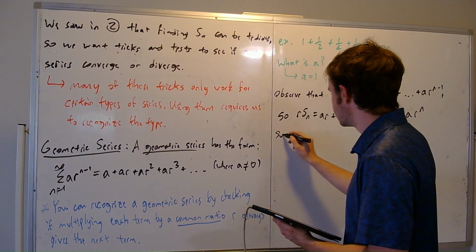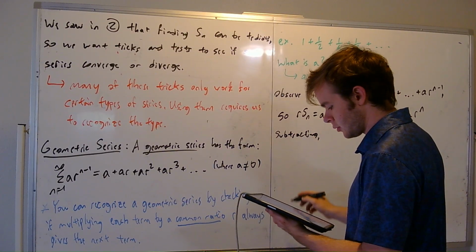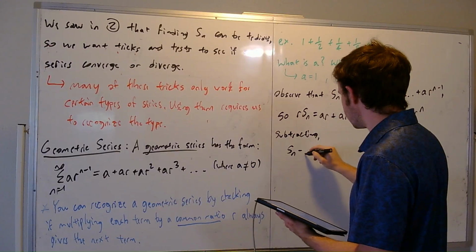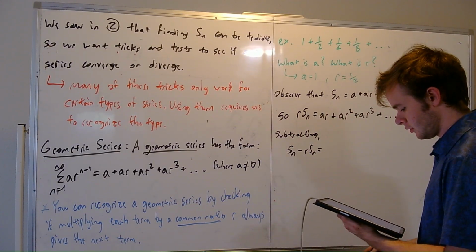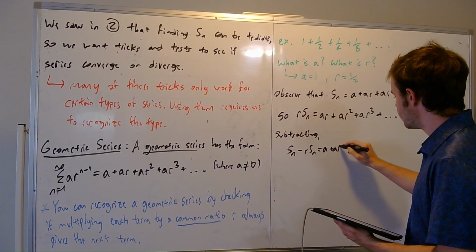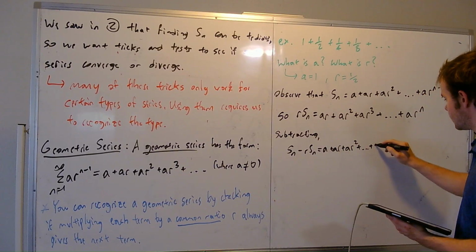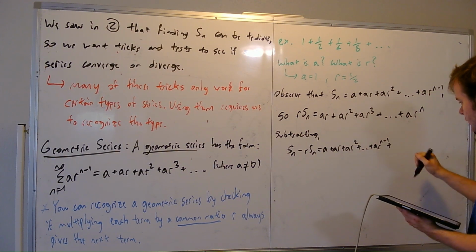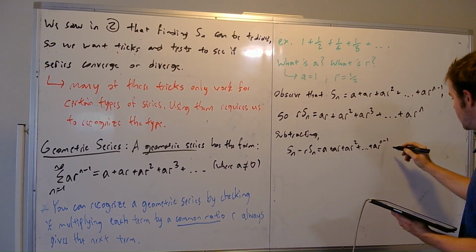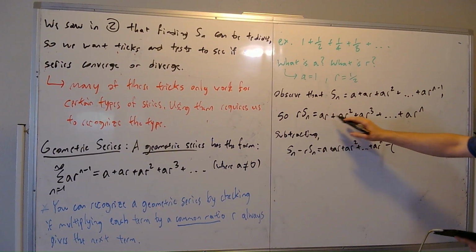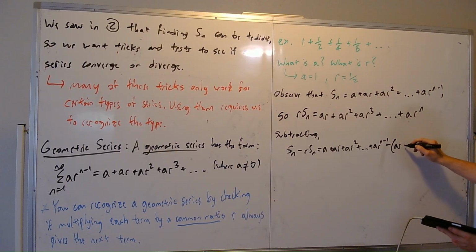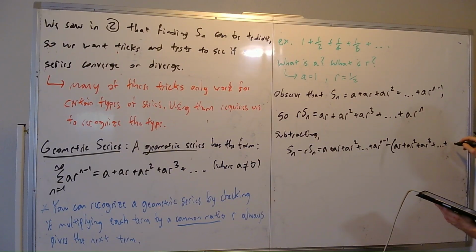Okay, so subtracting, what we're going to get is that Sn minus r times Sn is equal to a plus ar plus a r squared plus dot dot dot plus a times r to the n minus 1, minus ar plus ar squared plus ar cubed plus dot dot dot plus a r to the n minus 1 plus a r to the n. So we're subtracting off that.